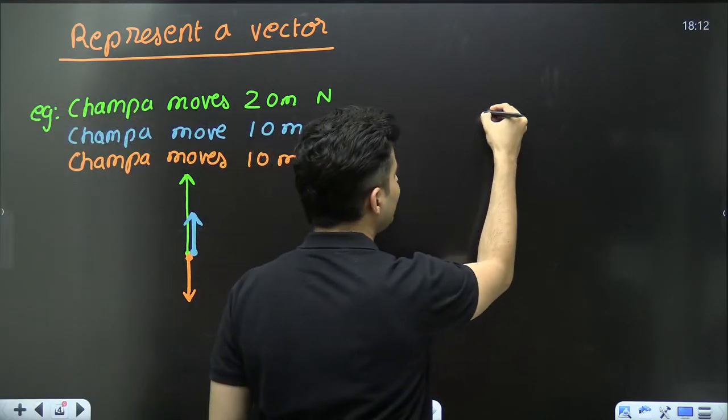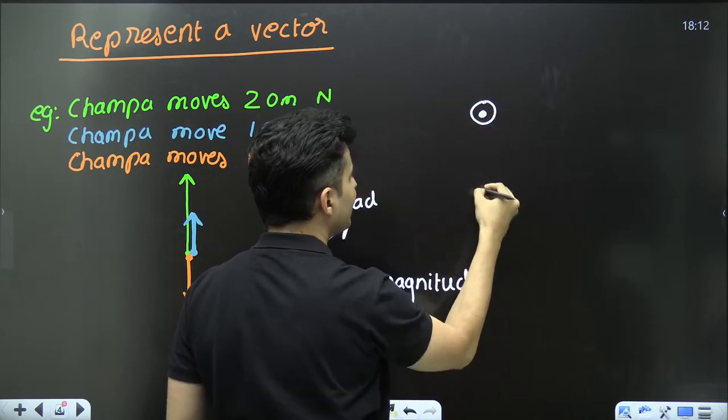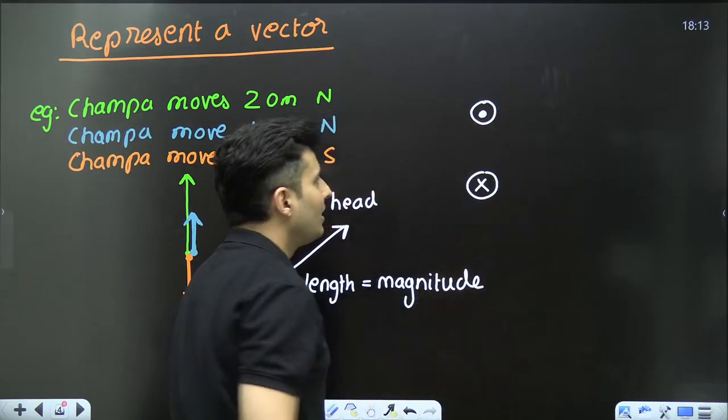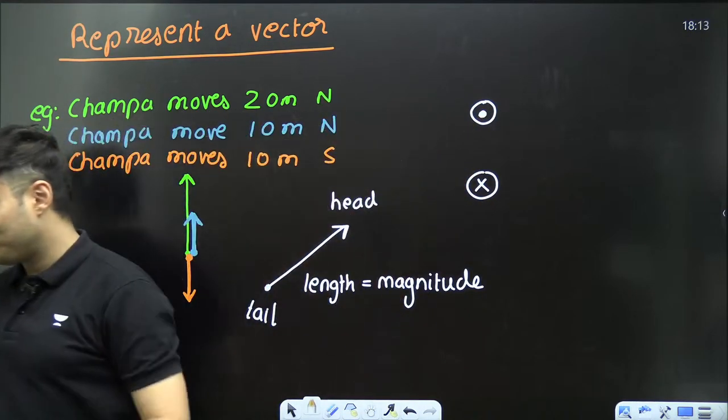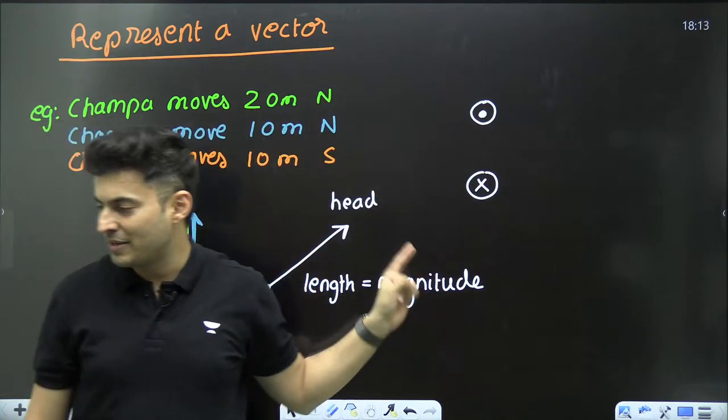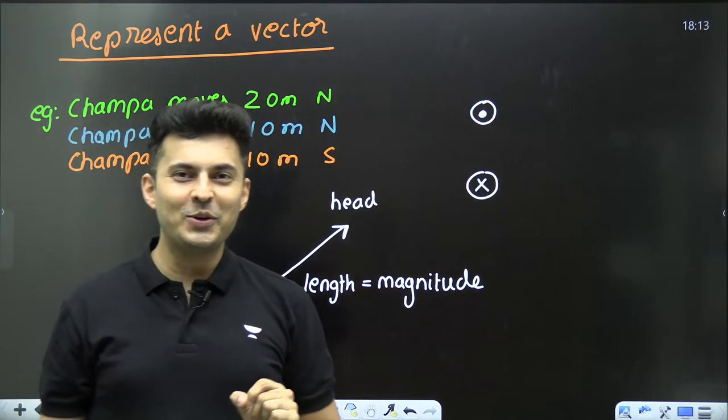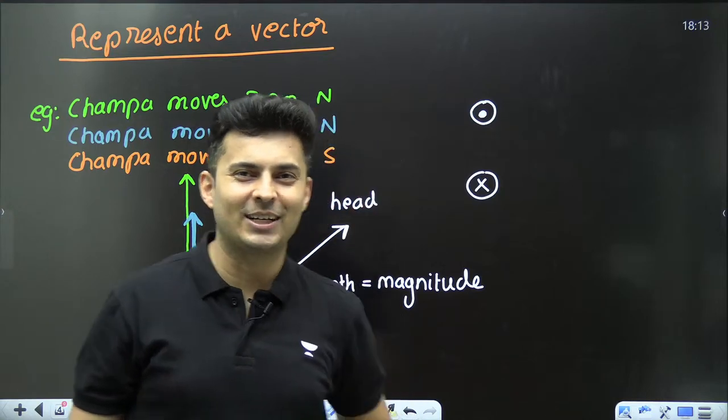Guys, do you know these symbols? What is this symbol and what is this symbol? How many of you know these two symbols? What is the dot and what is that cross?